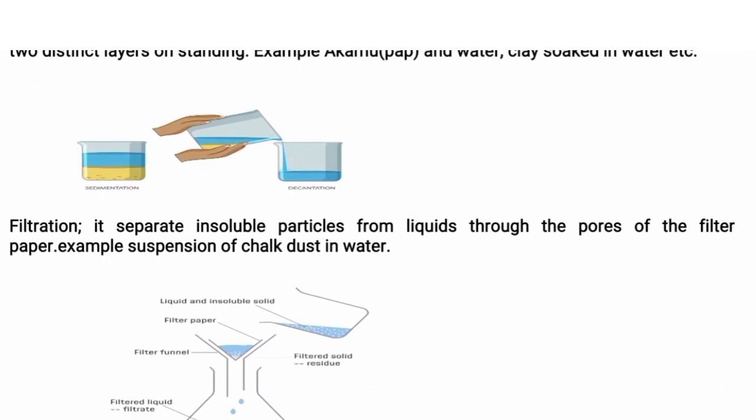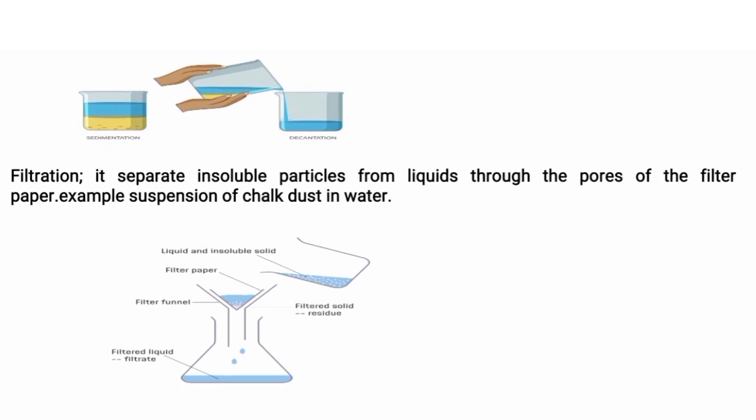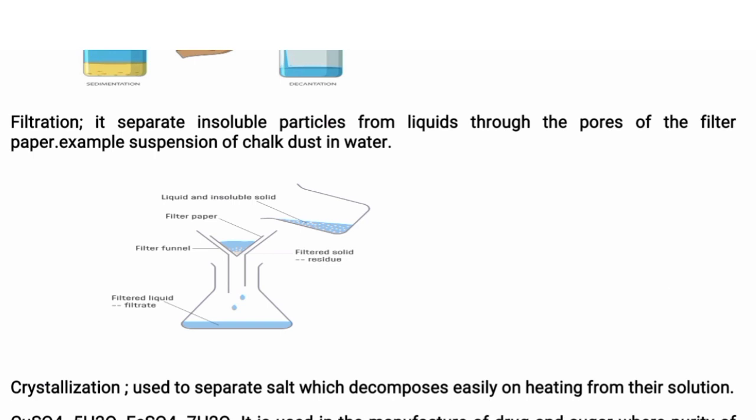Then let's look at filtration. Filtration is what JAMB actually wants us to work on. It separates insoluble particles from liquid through the pores of the filter paper. For example, a suspension of chalk dust in water. I mix chalk dust and water, and to separate it, I pour it inside the filter paper.